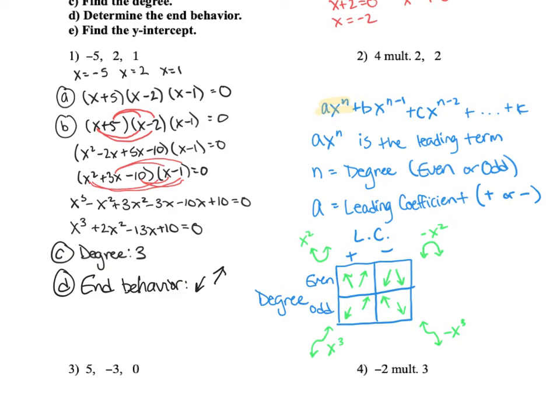Last thing we have is to find our y-intercept. Now remember, y-intercept, I want you to write that as a point. Now for any y-intercept, our x value is going to be 0 because it's going to be on the y-axis.